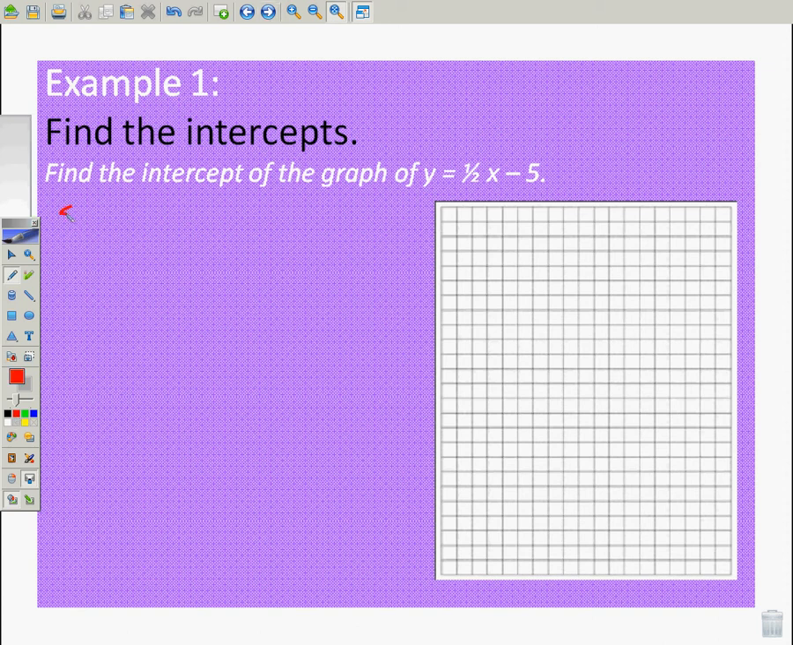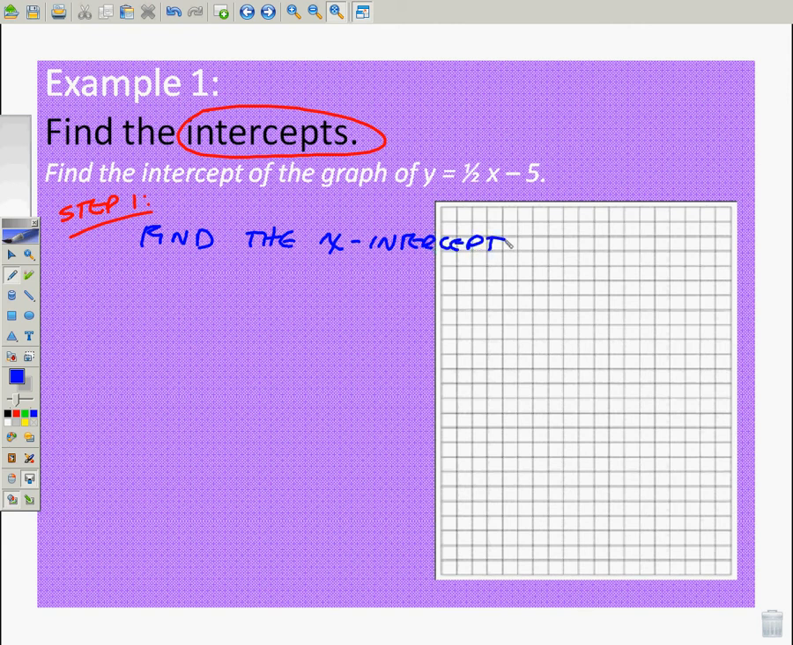So if we are going to do this, step 1, to find the intercepts. It says intercepts, so I would go ahead and write down this example because we're finding the intercepts. So for step 1, let's find the x-intercept. Code word: let y equals 0.